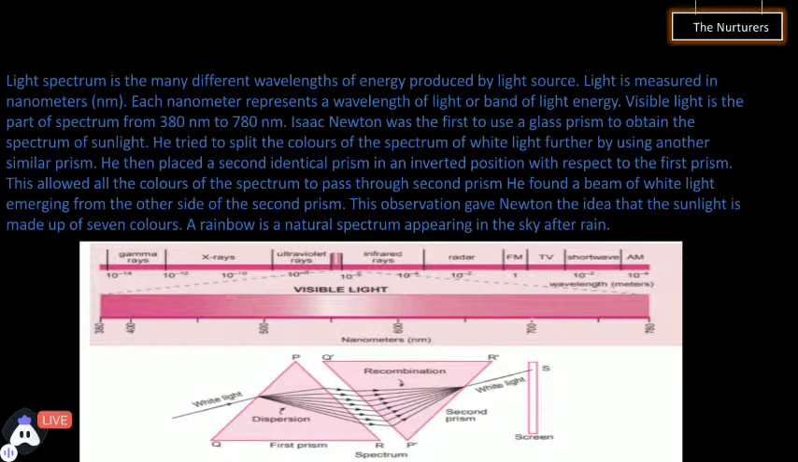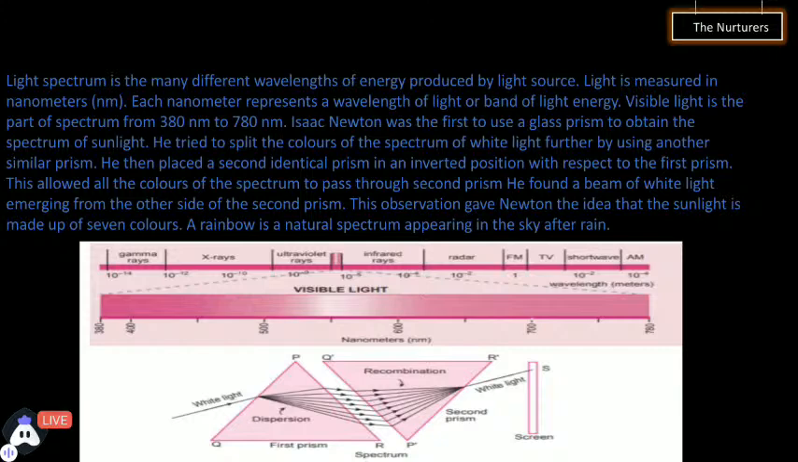Now, this is the case study related to the chapter of human eye. Seems to be an interesting one. As we proceed, it says, light spectrum is the many different wavelengths of energy produced by light source. Light is measured in nanometers. Each nanometer represents a wavelength of light or band of light energy. Visible light is the part of the spectrum from 380 to 780 nanometer. Means the range of visible light is from 380 to 780 nanometer.